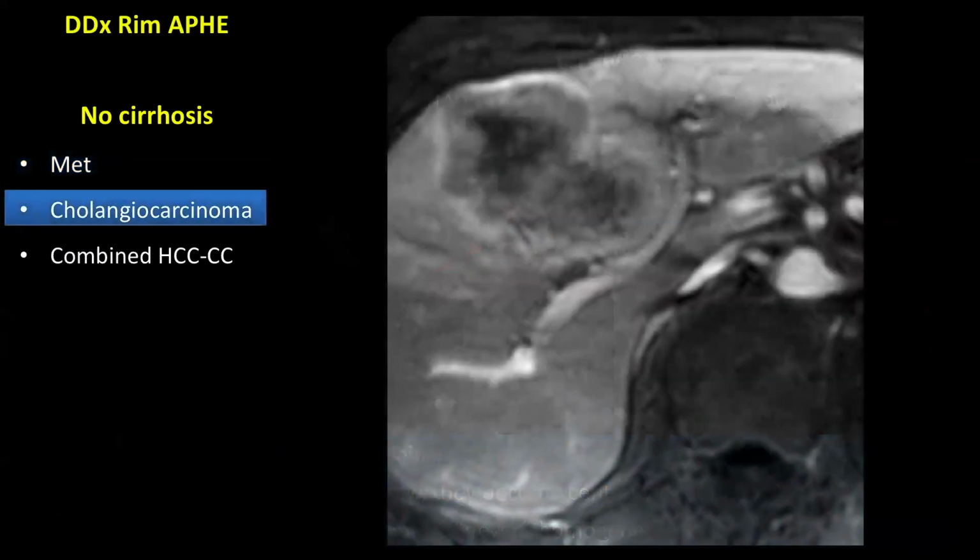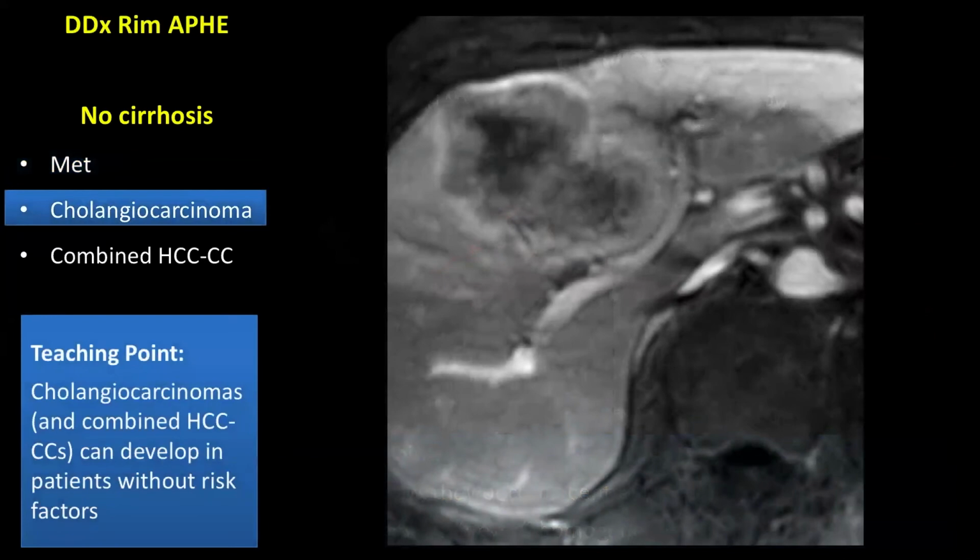This is just to illustrate that cholangiocarcinomas can also have rim enhancement. And another teaching point here is that cholangiocarcinomas and combined HCC cholangiocarcinomas can develop in patients without risk factors.